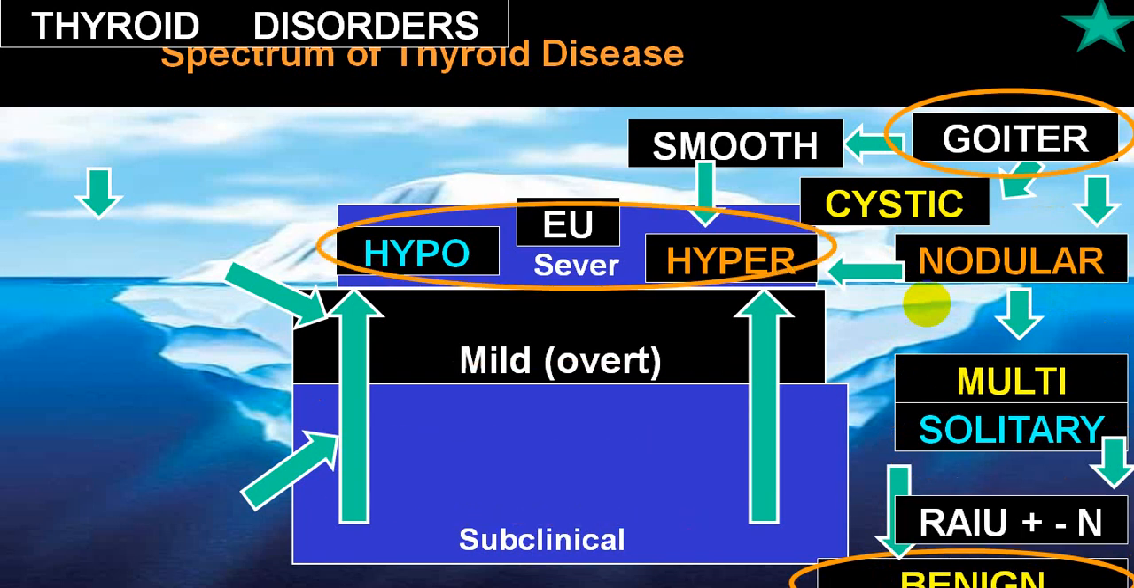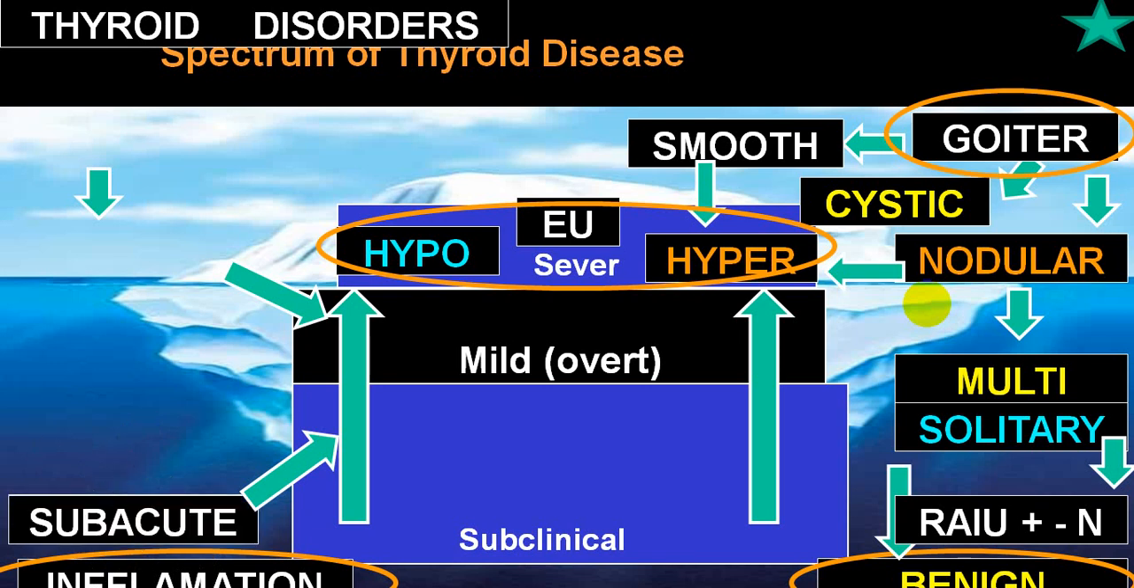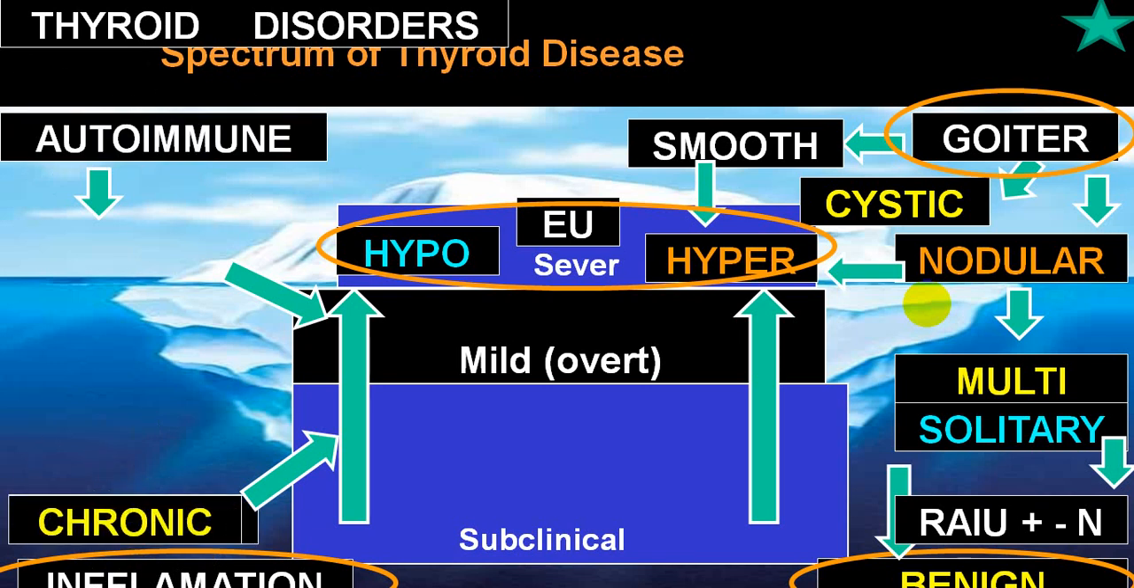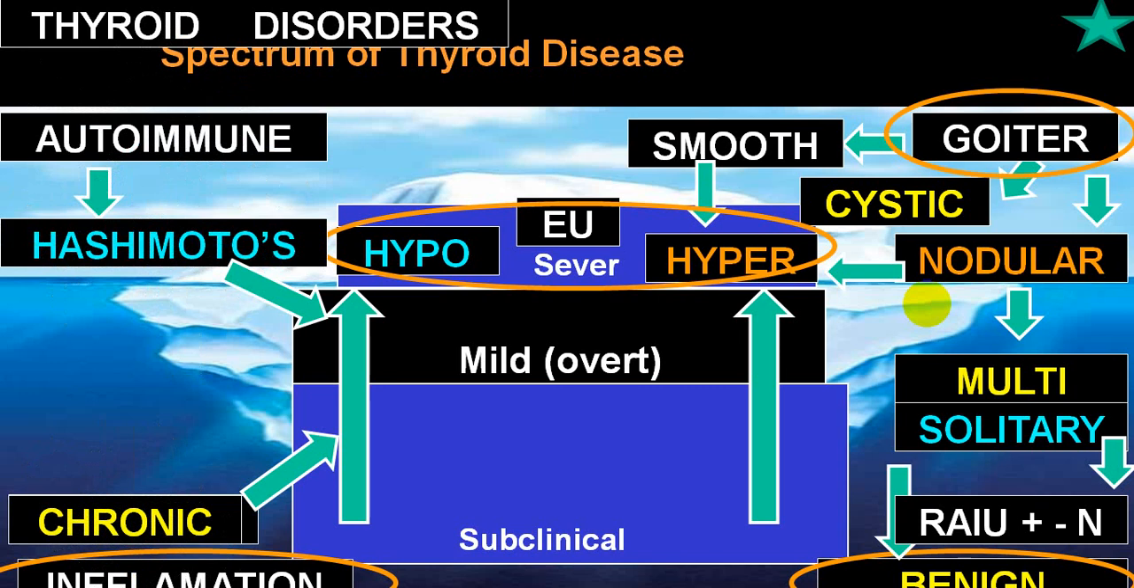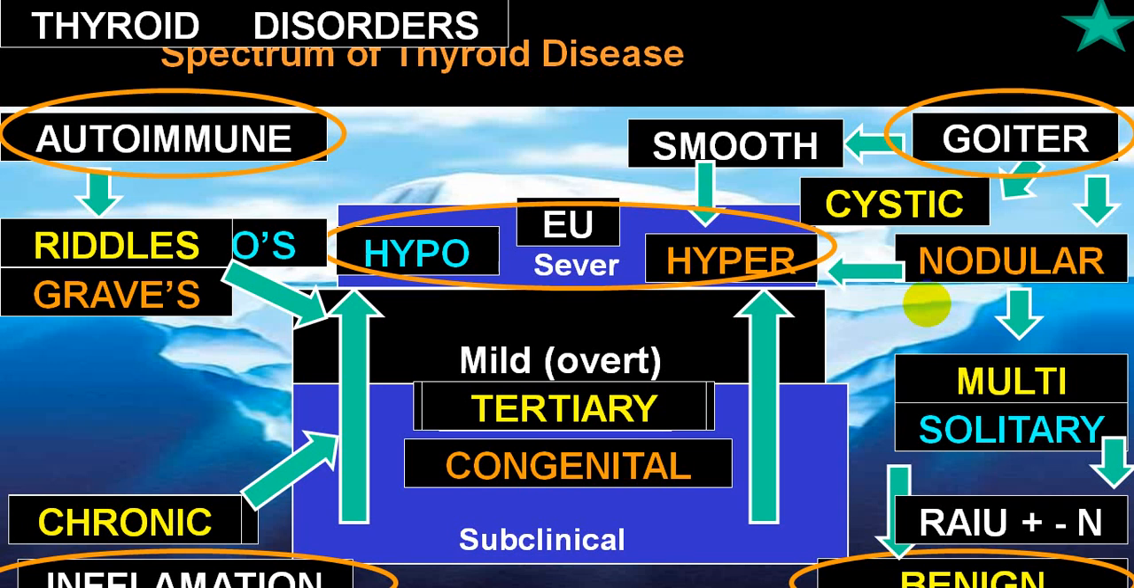you can have a radioactive goiter or non-radioactive goiter, high radioactive uptake, low radioactive uptake goiters. You can have inflammation we call thyroiditis, which can be acute, which can be subacute, which can be chronic. You can have autoimmune like Hashimoto's, Riedel's. You can have a Graves' disease. You can have a primary etiology, secondary or tertiary disorders, congenital or acquired.